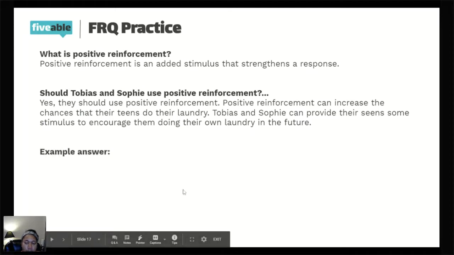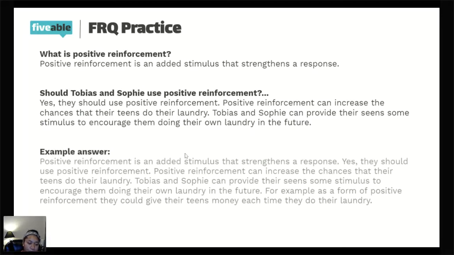Okay, so here's the example answer. Positive reinforcement is an added stimulus that strengthens a response. Yes, they should use positive reinforcement. Positive reinforcement can increase the chances that their teens do their laundry. Tobias and Sophie can provide a stimulus to do their own laundry in the future. For example, as a form of positive reinforcement, they could give their teens money each time they do their laundry.